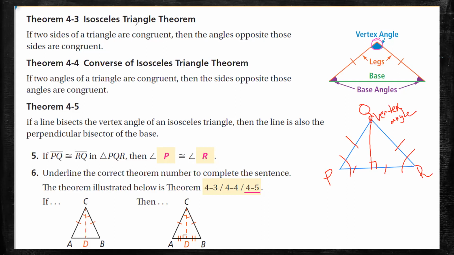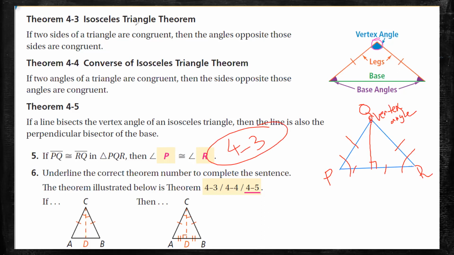Is it right? Yes, teacher. So which theorem is this? Is it theorem 4-3 or 4-4? If the two sides are congruent, so their angles will be congruent. It will be 4-3. Thank you. Now, look at number 6 here.